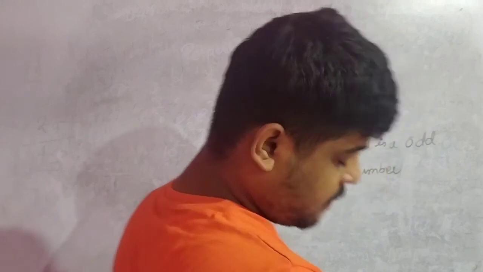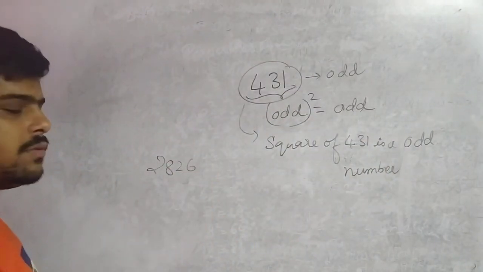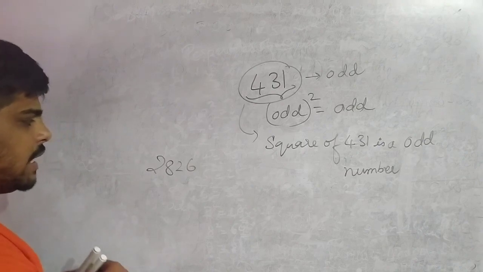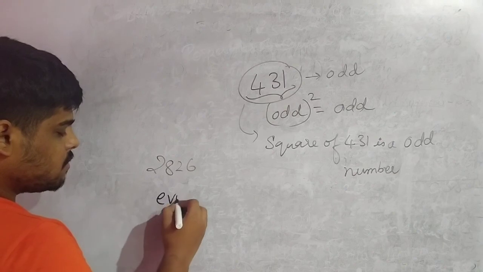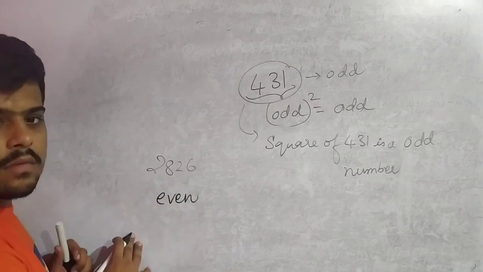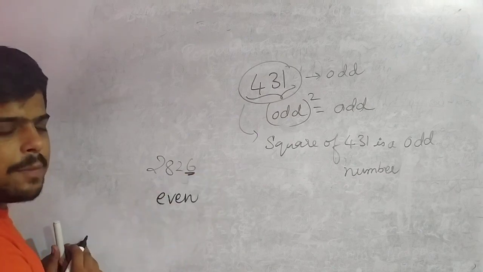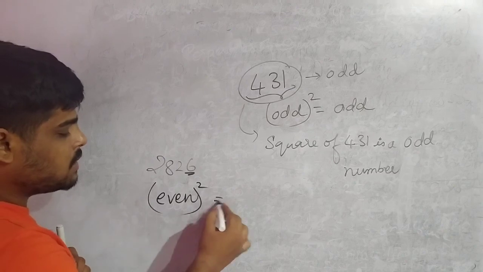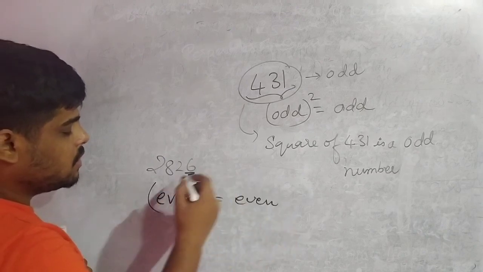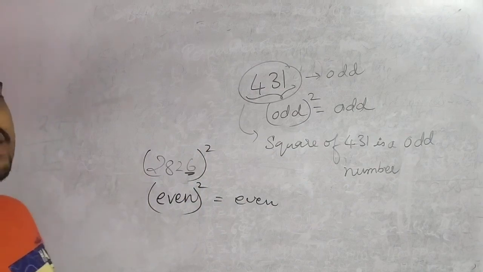The second question is 2826. Now students, we can see that this is an even number, because it contains 6 at the last place. Now we can say that the square of an even number is always an even number. So the square of this number is always even. This is the final exercise.